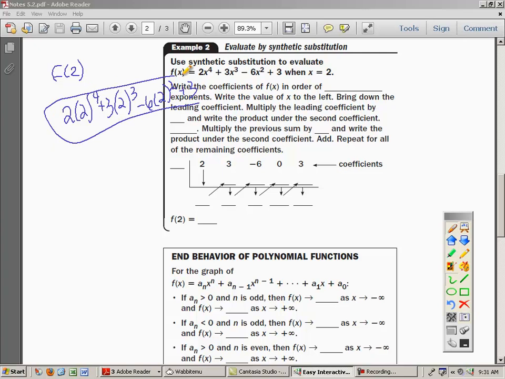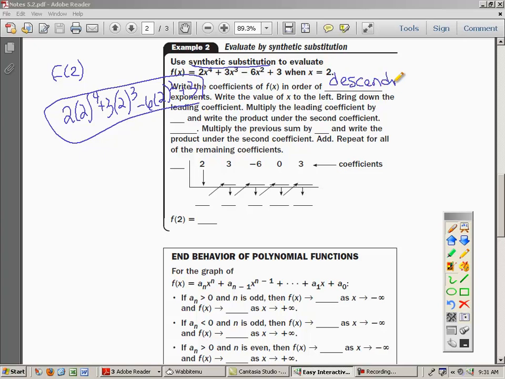You can see that this gets a little cumbersome, and the more terms we have for our polynomial here, the more cumbersome it gets. So if we want to use what we call synthetic substitution, the first thing we're going to do is write the coefficients of f of x in order of descending power.